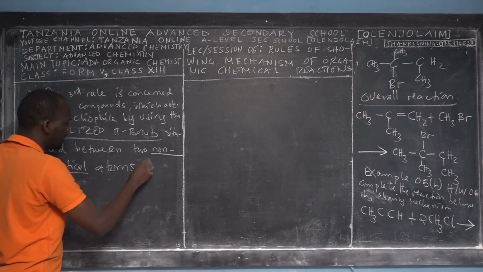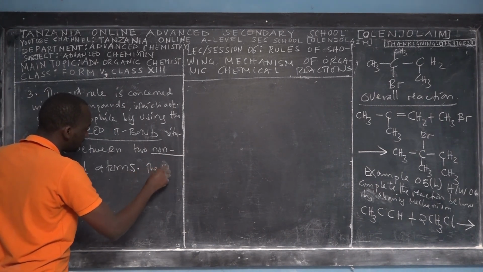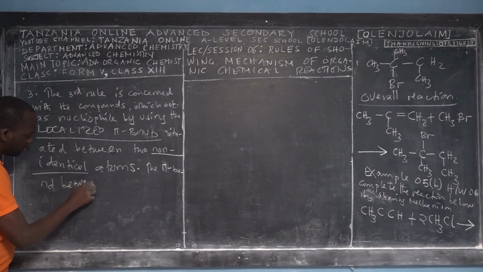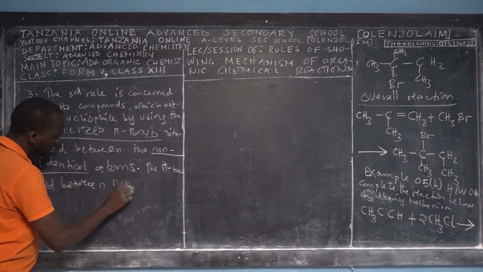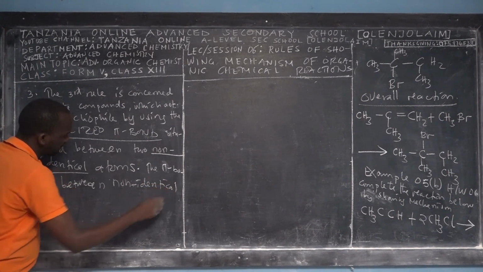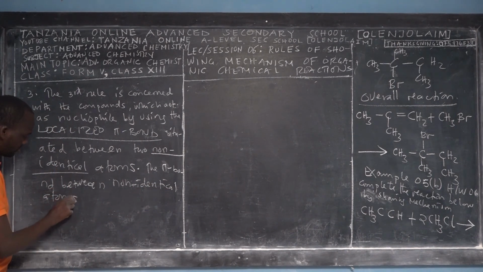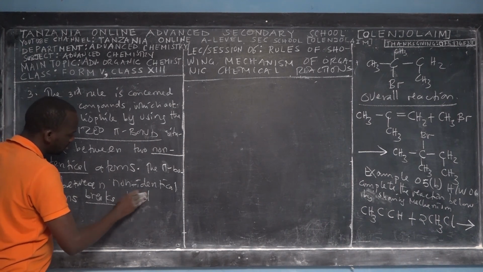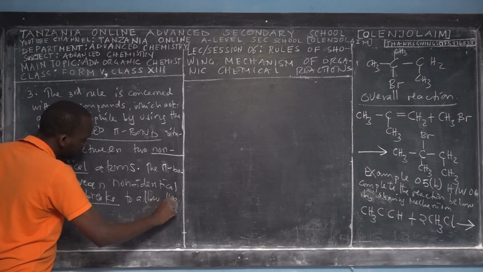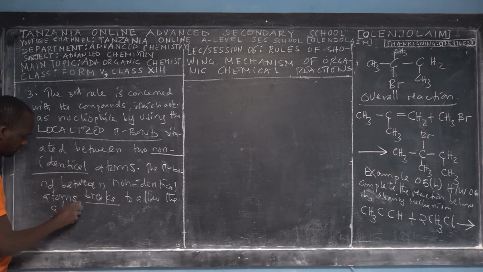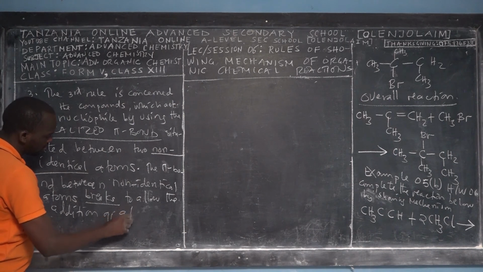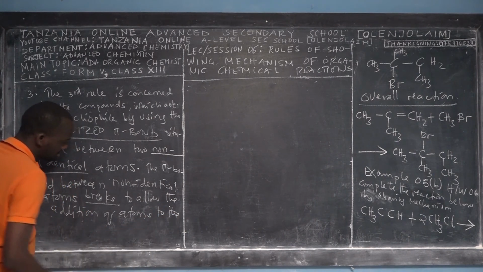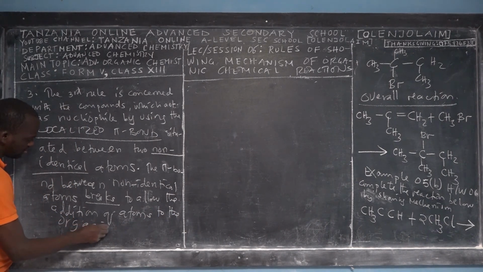So we say that the pi bond between non-identical atoms breaks to allow the addition of atoms to the organic reaction.